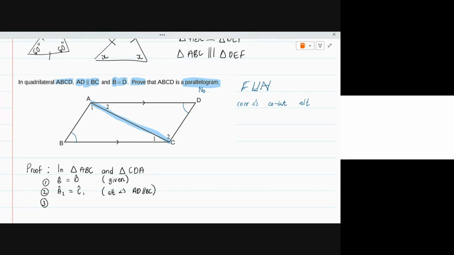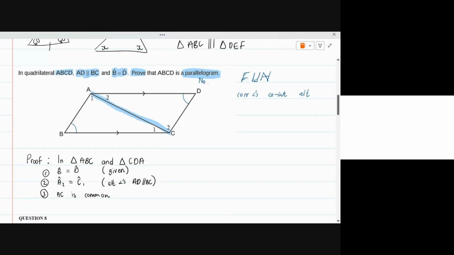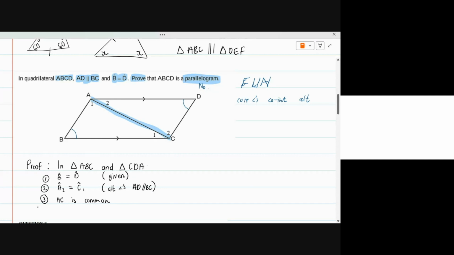Good, Theo. AC is a common side, right? So we can say AC is common. And the nice thing about this one is that we don't need a reason for saying that AC is common. It's just common. Okay. Then we can say, therefore, triangle ABC is congruent to triangle CDA.